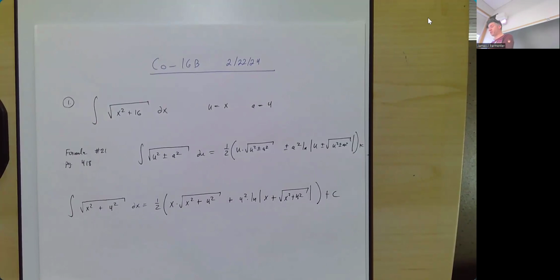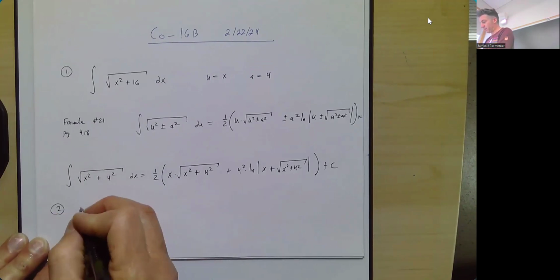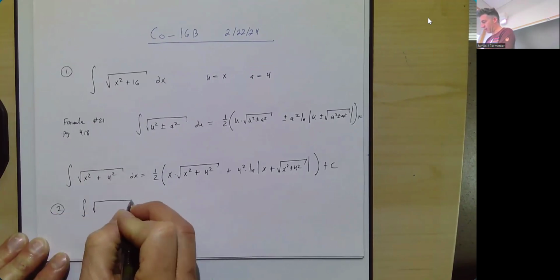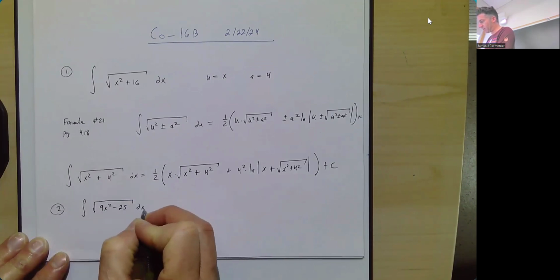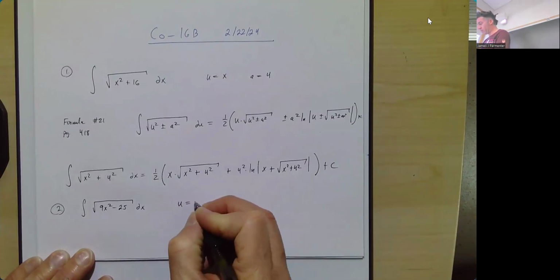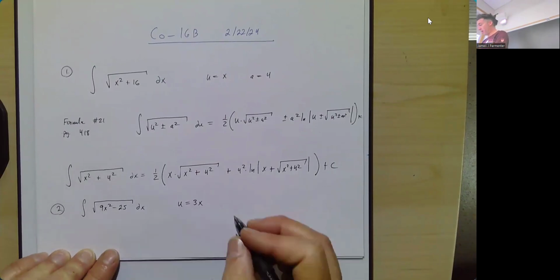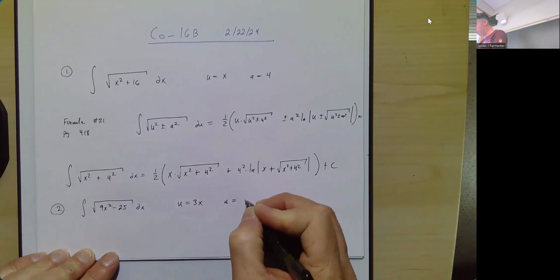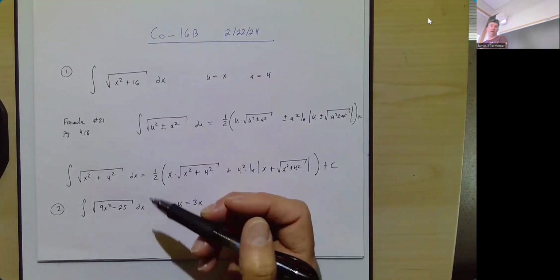On the other hand, let's do another one because I think it's worthwhile here. If we were asked to find the integral of the square root of 9x squared minus 25, the same formula is applicable, but now my u would be 3x, so that u squared is 9x squared, and my a would be 5, so that a squared is 25. And I'm going to be using the minus instead of the plus.